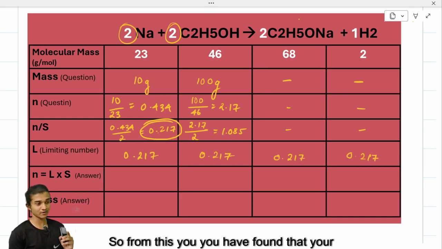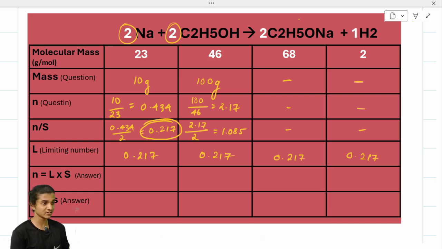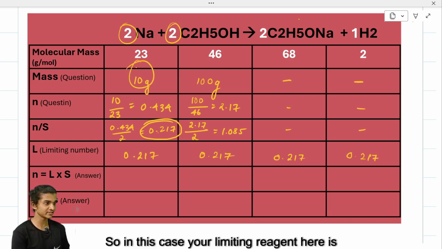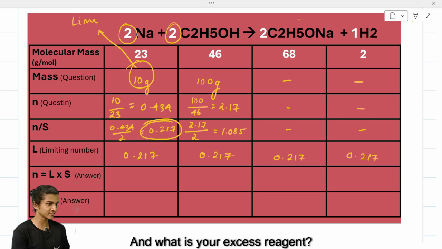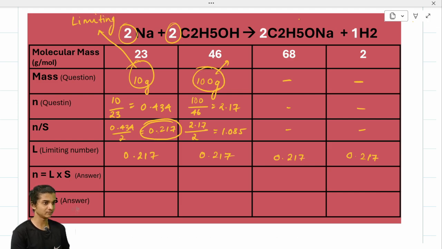From this you have found that your limiting reagent here is sodium. And what is your excess reagent? Limiting reagent is sodium, and your excess reagent is ethanol.